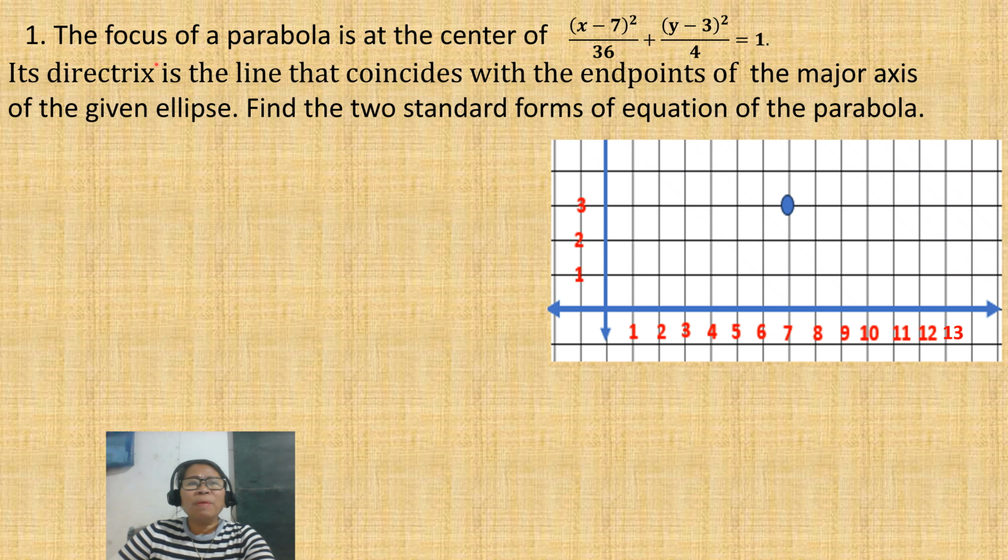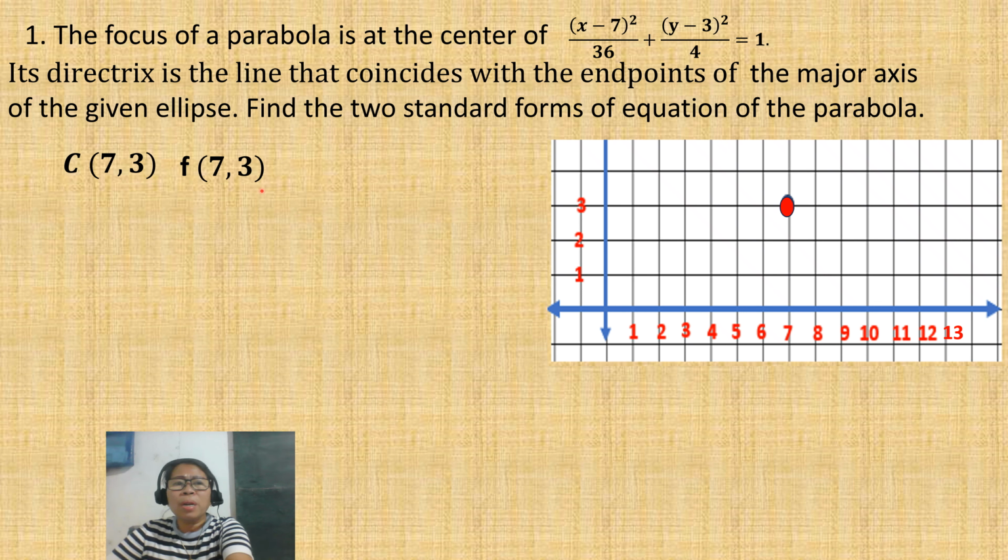So this time, the focus can be determined from the center of this ellipse. The center of that ellipse is described by the coordinate 7, 3. And then remember that 7, 3 is also the focus of the parabola. So plotting the center, remember that 7, 3 is at the same time the focus of the parabola. And since the directrix is the line that coincides with the endpoints of the major axis, we need to look for the endpoints of the major axis.